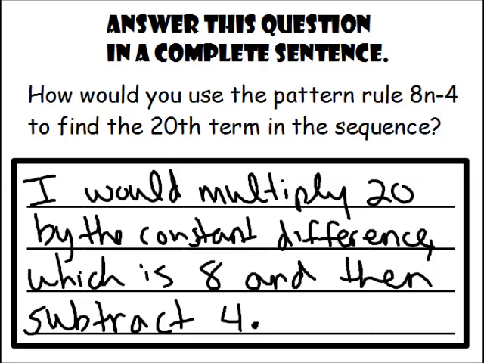Okay, here's my sentence. I would multiply 20 by the constant difference, which is 8, and then subtract 4. Yours could say, I would multiply 8 by 20 and then subtract 4. Or it could say anything similar. The idea is that you need to multiply 20 by the 8, and then you need to subtract 4.